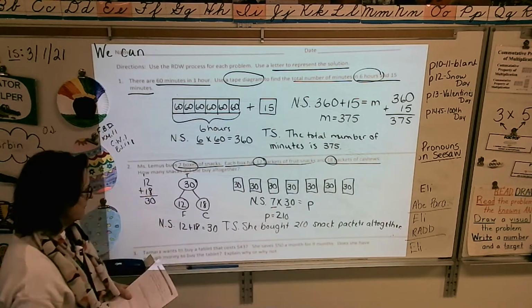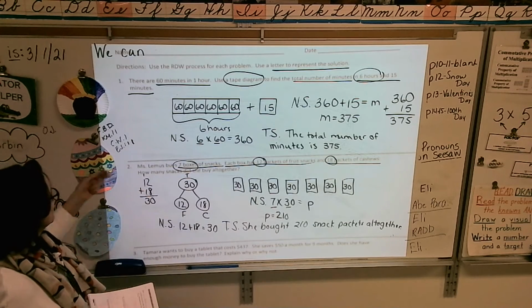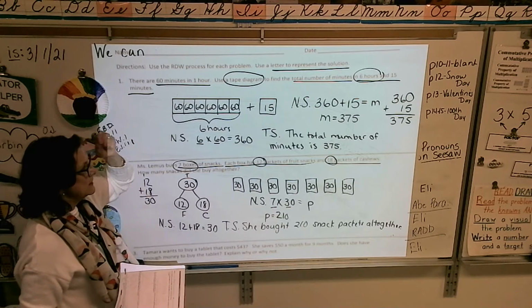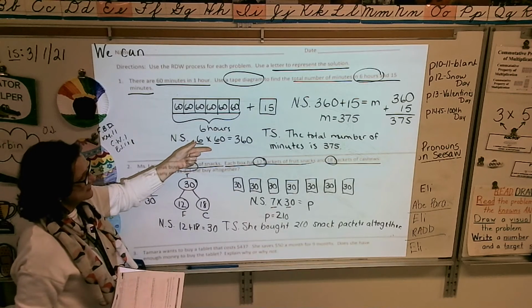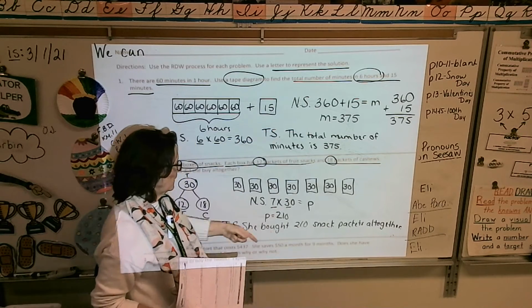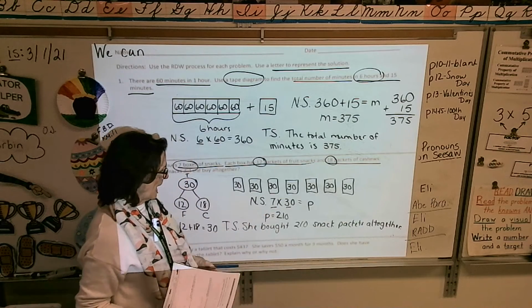And that's our second problem. Make sure when you submit this to your teacher, for each one, you're drawing your picture and writing your number sentences. You probably need 2 pictures for each one. You also have a target sentence. And make sure you're using, like we did, a letter for your unknown. Okay? Here we used M for minutes. Here we use P for packets.